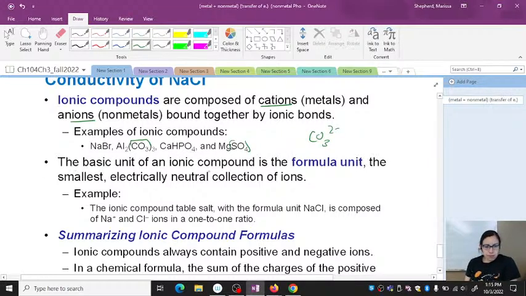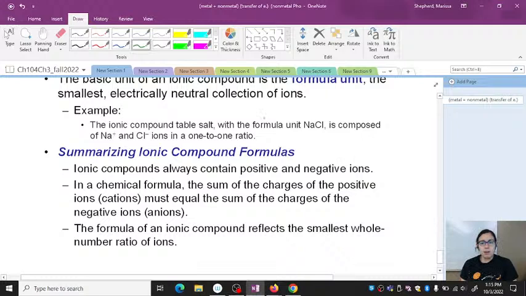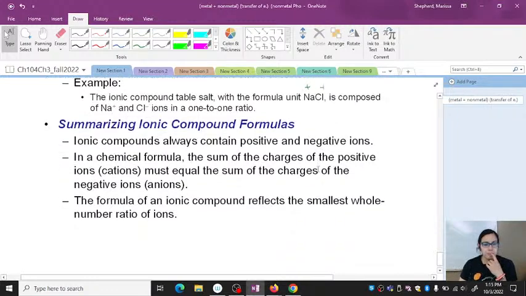And I think we've already emphasized this, but we'll say it again. So again, the basic unit of an ionic compound is our formula unit, and it is the smallest electrically neutral collection of ions. And we've been getting a taste for this as we practice writing formulas. So again, that's why we have 1 sodium, 1 chlorine, and that's a +1 oxidation state, chlorine's -1, and so they're balanced in a 1-to-1 ratio.